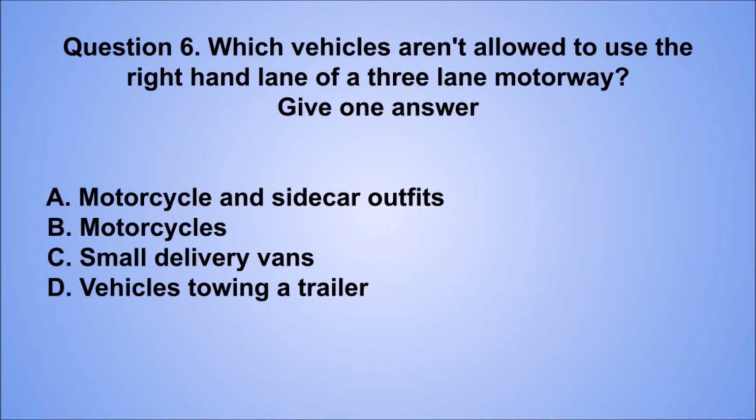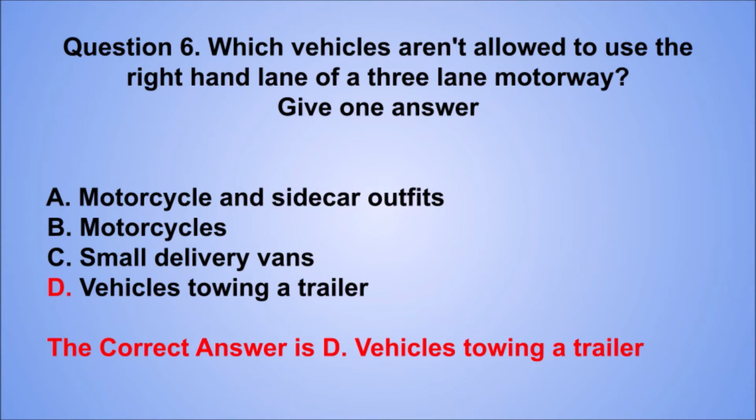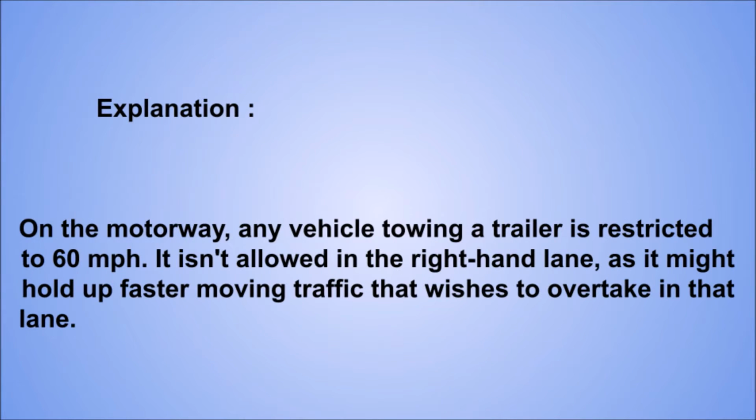Question 6. Which vehicles aren't allowed to use the right-hand lane of a 3-lane motorway? Give one answer. A. Motorcycle and sidecar outfits. B. Motorcycles. C. Small delivery vans. D. Vehicles towing a trailer. The correct answer is D. Vehicles towing a trailer.